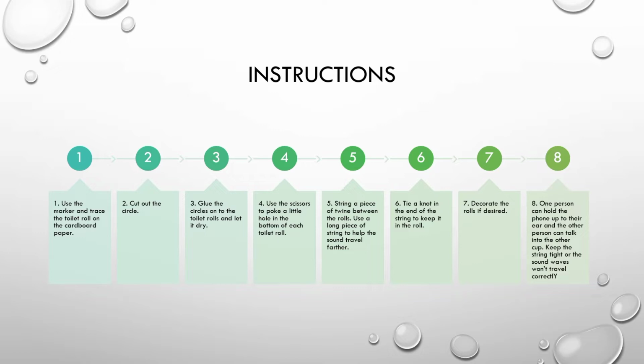Step 5. String a piece of twine between the rolls. Use a long piece of string to help the sound travel farther. Step 6. Tie a knot in the end of the string to keep it in the roll. Step 7. Decorate the rolls if desired.